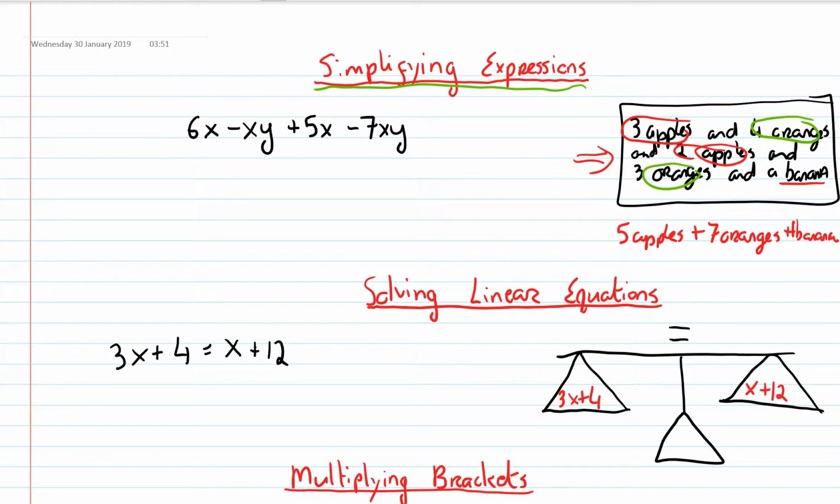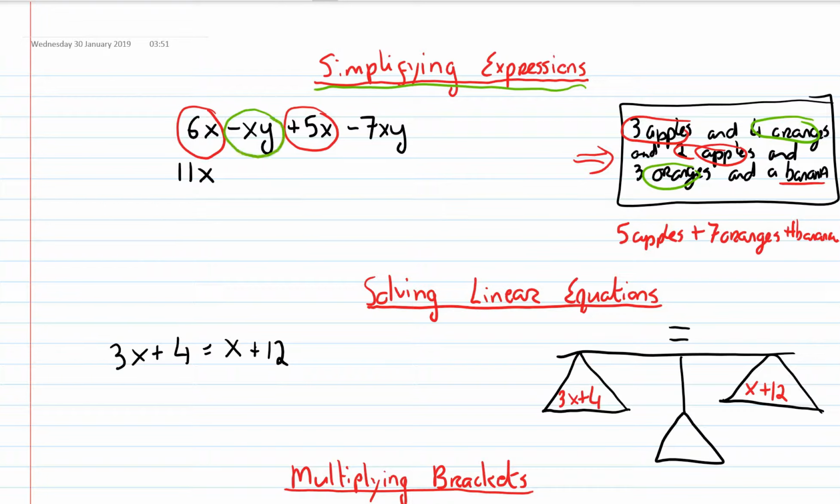So I have 6x minus xy plus 5x minus 7xy. So what we do here is we look for things that are the same. So I have a 6x. Are there any other x's that I can add to that? I can't add this to it because this is a minus xy. That's not an x, that's an xy. But I do have another 5x here, so I can add these x's together. And if I add 6x and 5x, I'll get 11x.